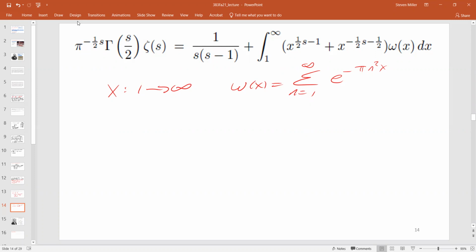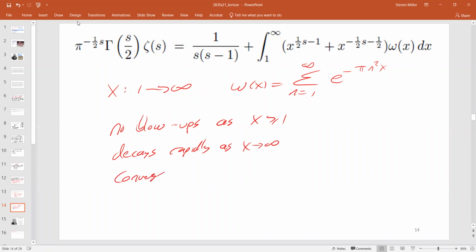The x to the 1/2 s minus 1, x to the negative 1/2 s minus a half, those aren't going to blow up. So no blow-ups as x is greater than or equal to 1, and it decays rapidly as x goes to infinity. This converges for all s.